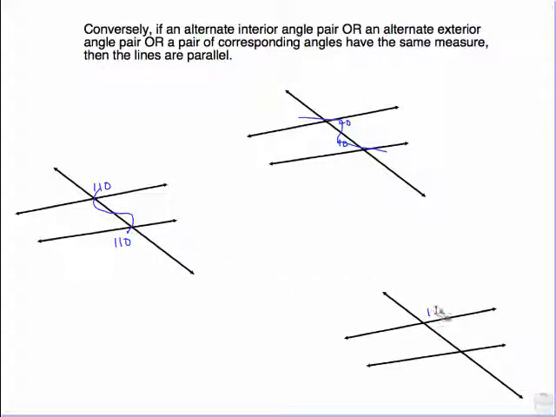And let's say this is 110 also, and this one's 110. We can follow the snake. Those are equal, which makes the lines parallel. And those are corresponding angles, not that you really need to memorize the word.